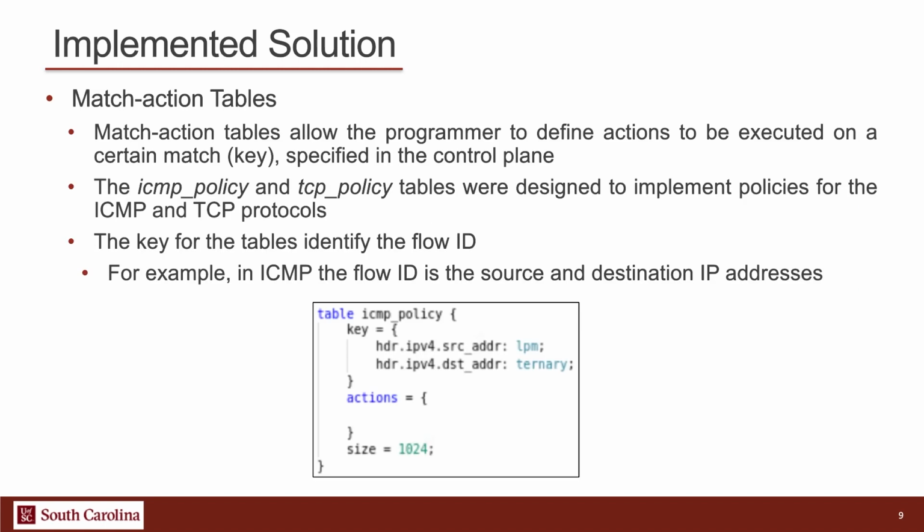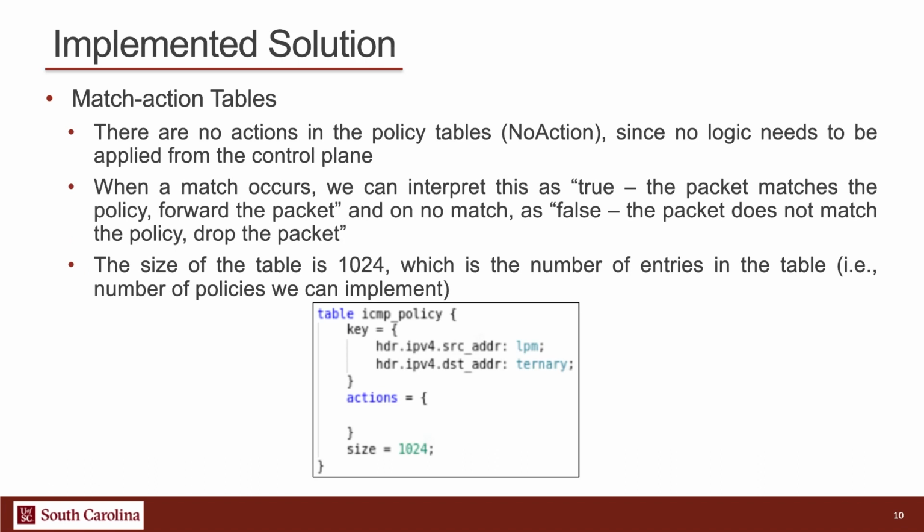So one of the defining principles of our logic in our P4 program are match action tables. They allow a programmer to define actions to be executed on a certain key, and they're specified in the control plane section of our code. The ICMP and TCP policy tables were designed to implement policies for the ICMP and TCP protocols. The key for the tables identify the flow ID, and for example, the ICMP flow ID is a source and destination IP address, whereas with TCP, you would also incorporate ports.